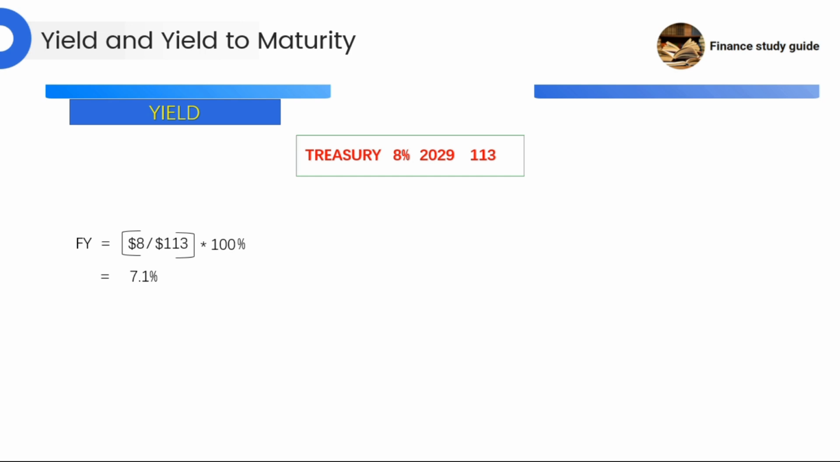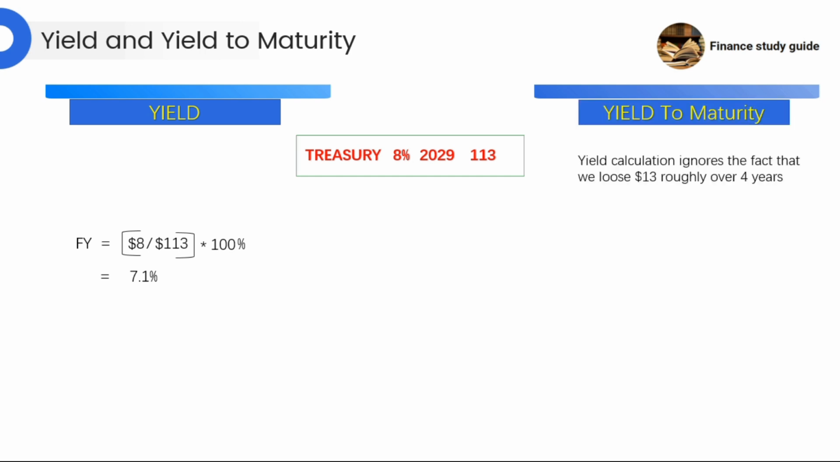That sounds pretty good. And it's almost too good because I've forgotten something. The problem with flat yield calculations is that they ignore the fact that if I purchased for $113 today and only get $100 back in 2029, I've lost $13. A second calculation called yield to maturity, or simply YTM, builds that in.